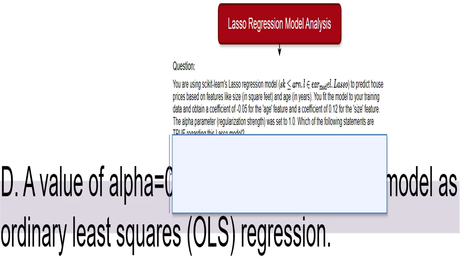If I set alpha to 0, the lasso regression becomes just like ordinary least squares, OLS, regression. Alpha is a tuning parameter that adds constraints. Setting it to 0 removes these constraints.